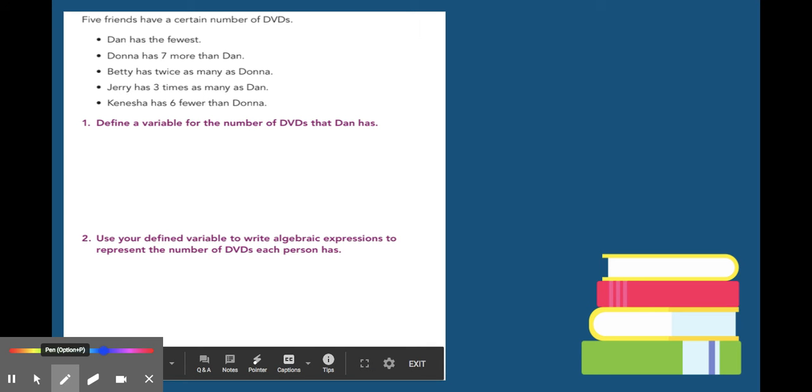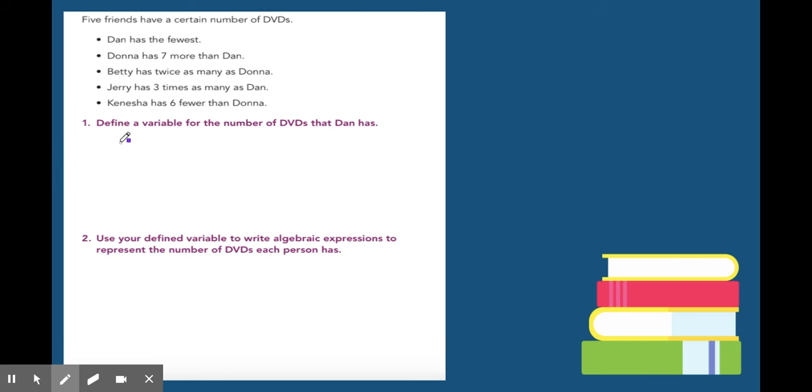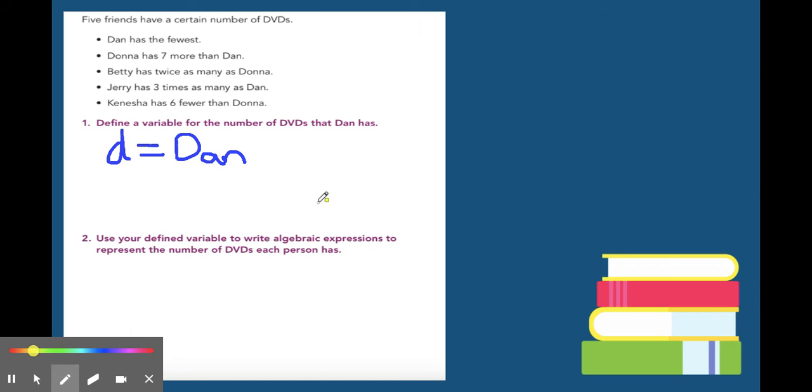Okay. So yesterday we went ahead and we identified expressions for all these friends and the number of DVDs that they had. And if you weren't here yesterday or you didn't get the notes, we said that we were going to make our variable D equal the number of DVDs that Dan has. So we made our variable D. Then we went ahead and we made expressions for each of those, for each person.